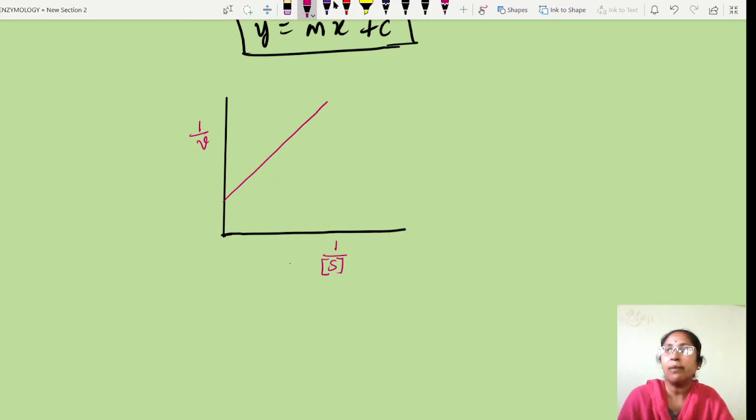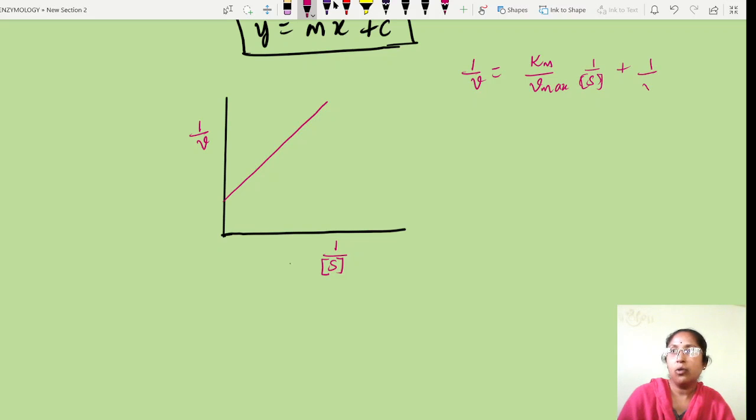How to calculate the Vmax and Km? Just consider this LB equation, that is 1 over V is equal to Km by Vmax into 1 over S plus 1 over Vmax. So if y is equal to 0, let us see what happens.